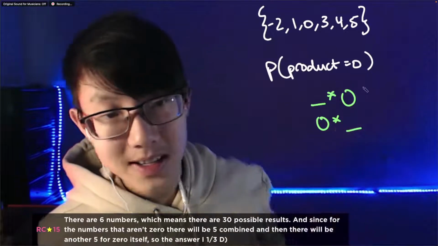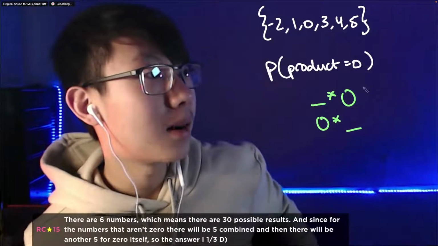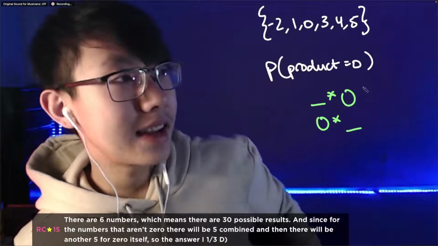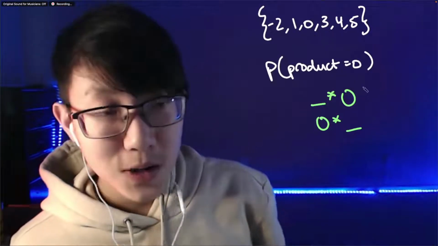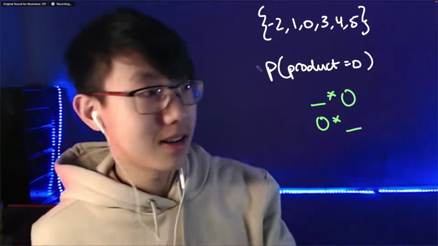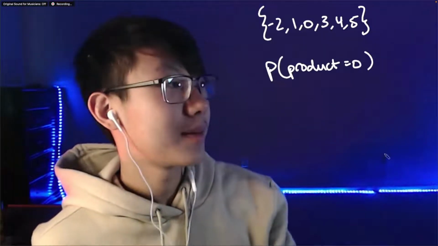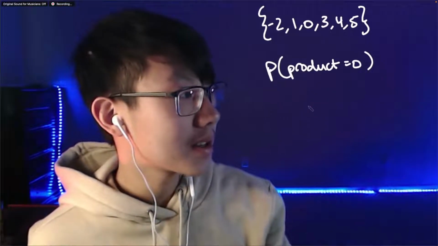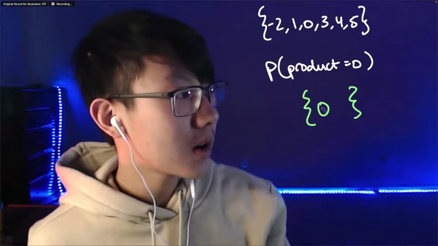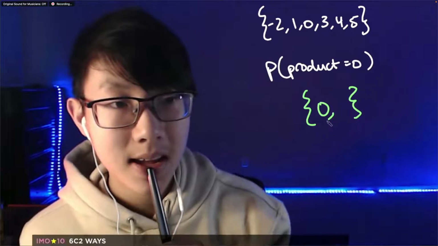Those are the only ways I can get a product of 0. But the thing is, it says 2 different numbers are randomly selected from the set and then multiplied together. So in fact, it doesn't matter what order they're in. All I need is, out of the 2 numbers I pick, imagine I pick 2 numbers, they go into this green set. 0 has to be one of them, right?